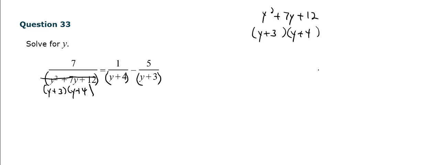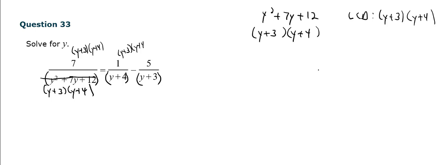So in finding our LCD, it will be y plus 3 times y plus 4. So remember, we're going to multiply each term by y plus 3 times y plus 4, and notice I'm writing that in the numerator. So we're going to reduce.